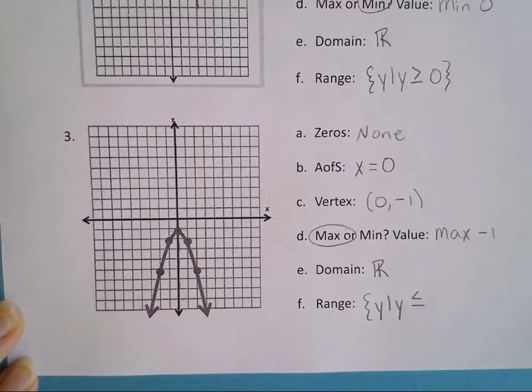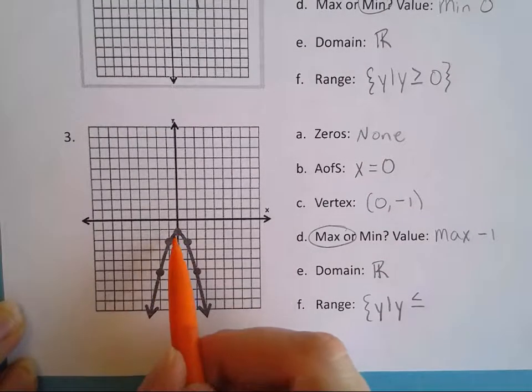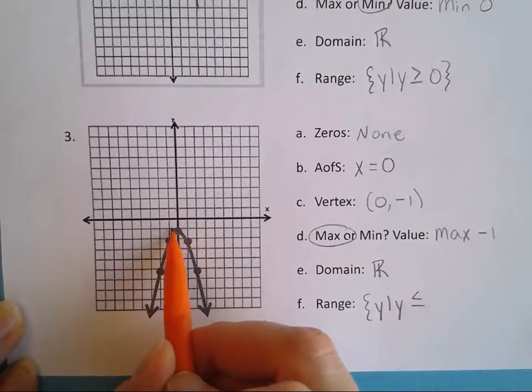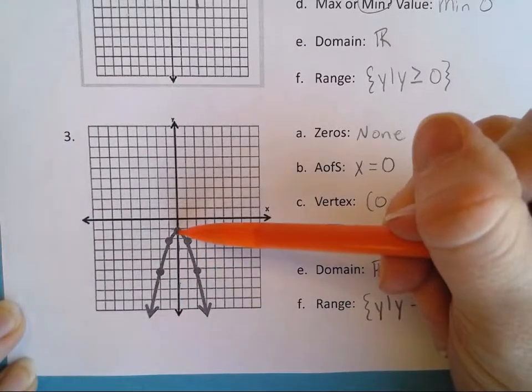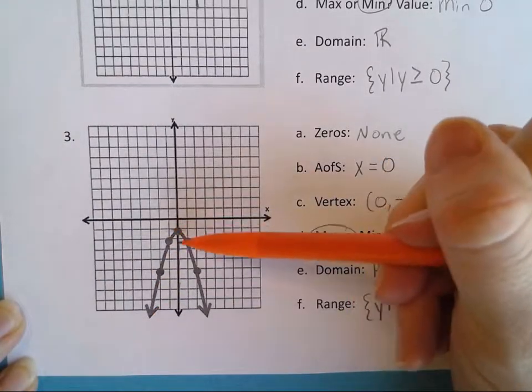Then we have to decide what y value the graph is less than. Here we're at the y value of -1. So our graph is less than or equal to that -1 value.